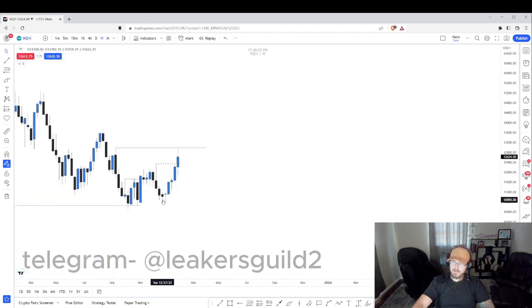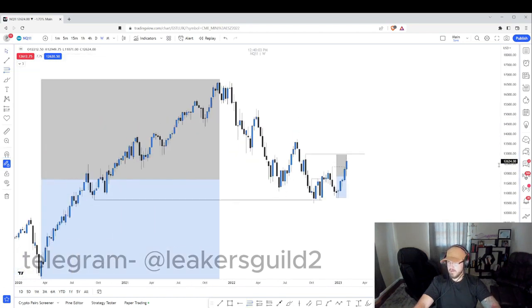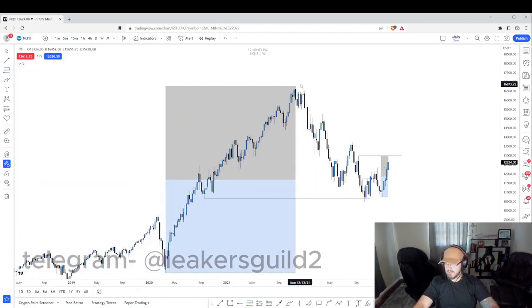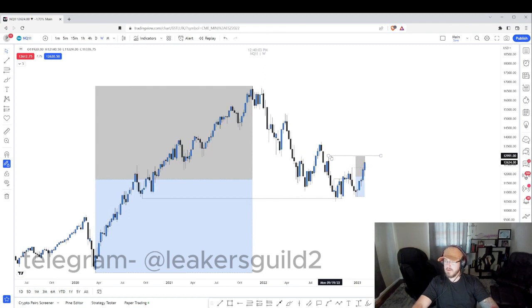So if we have a shift on the weekly time frame, I'm looking for bullish price action overall based off this weekly time frame. Now that might change, but until we get a displacement shift down, like something like this right here, right? Then I'm not looking for more bearish price action just yet.